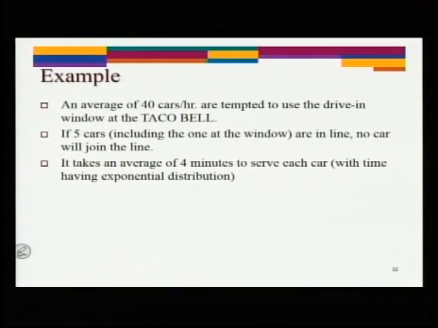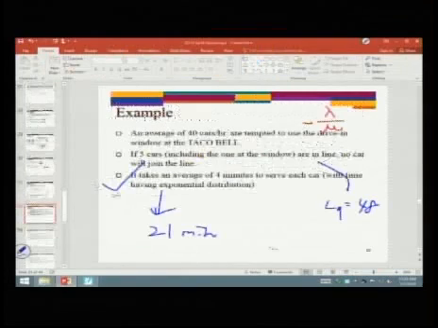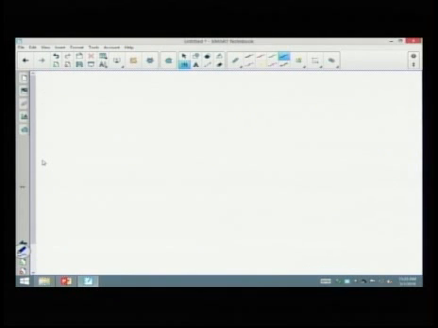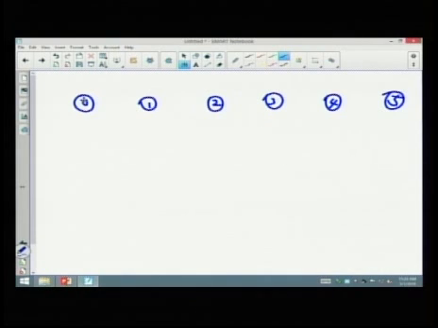Okay, now let's use the smart pad to draw this transition diagram, the rate diagram. So if I define the state of the system as the number of cars at the taco bar, then we have 0, 1, 2, 3, 4, and 5, right? And we have our arrival rate of the customers and the service rate.